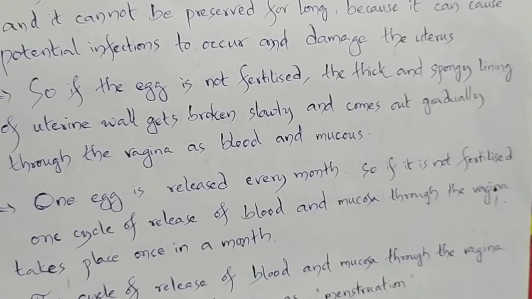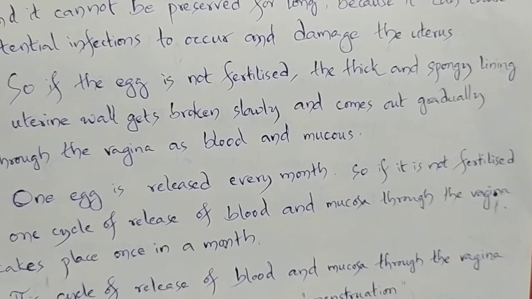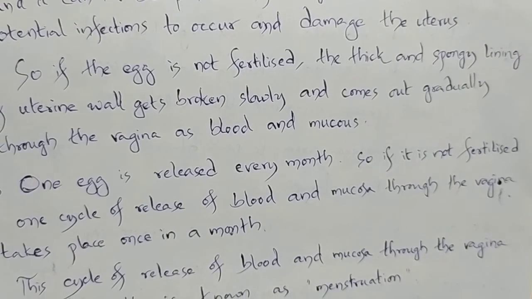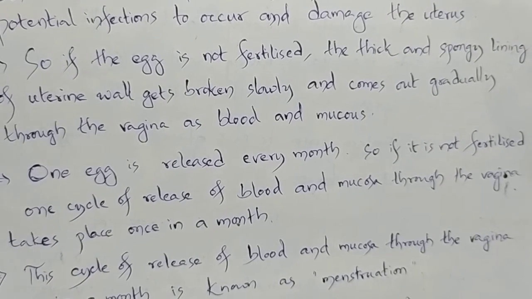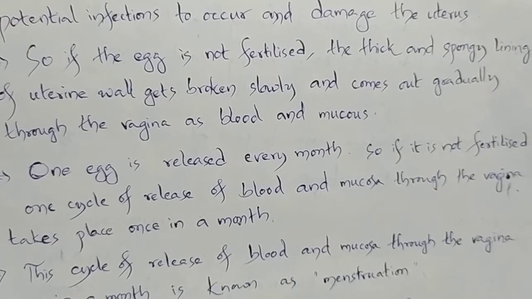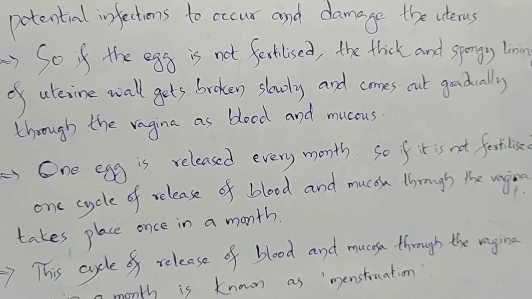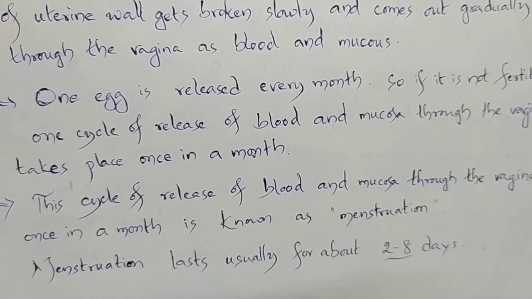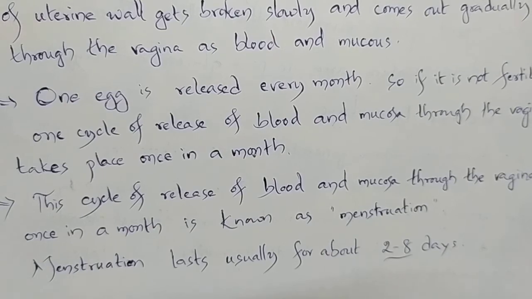In the expectation of receiving that fertilized egg, the uterine wall has been prepared. So if the egg is not fertilized and the fertilized egg has not arrived at the uterine wall, one cycle of release of blood and mucosa through the vagina takes place once in a month. This cycle of release of blood and mucosa through the vagina once in a month is known as menstruation.